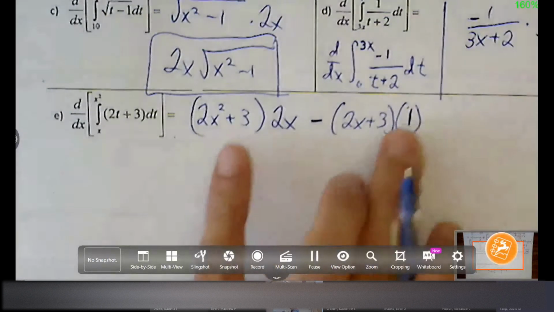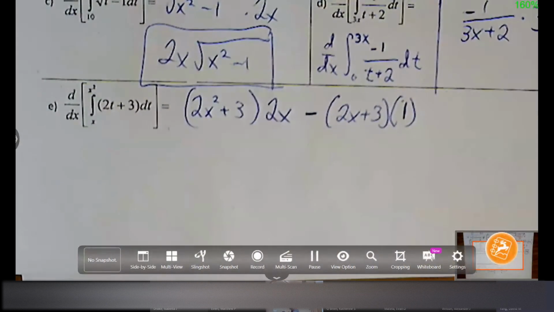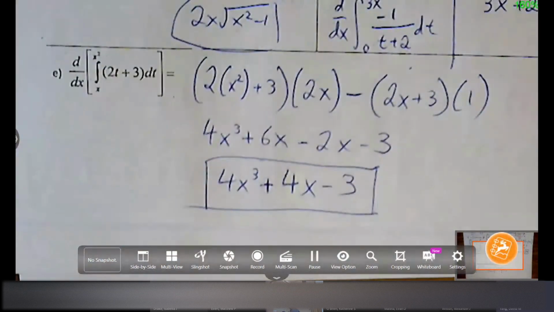All right, do these steps make sense? Okay, so now let's just distribute through, combine like terms, and get down to an expression. Okay, did you guys get 4x cubed plus 4x minus 3? Okay. All right, any questions?